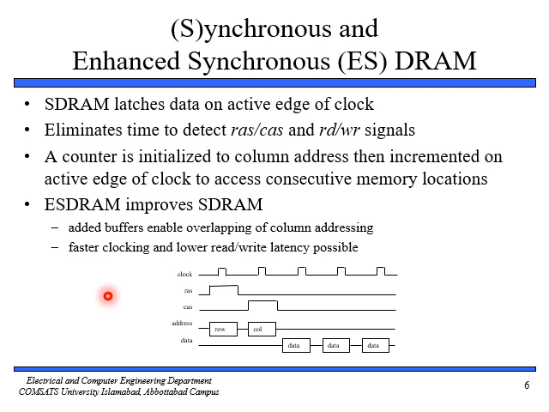Now, ESDRAM is enhanced synchronous DRAM, which improves SDRAM. So we can further improve our synchronous RAM. What we do is add buffers to enable overlapping of the column address. If you go back to the previous slide, we have studied extended data out. So we can overlap these column reading signals. This is the column address. We can move this data further back; faster clocking and low read/write latency are possible.